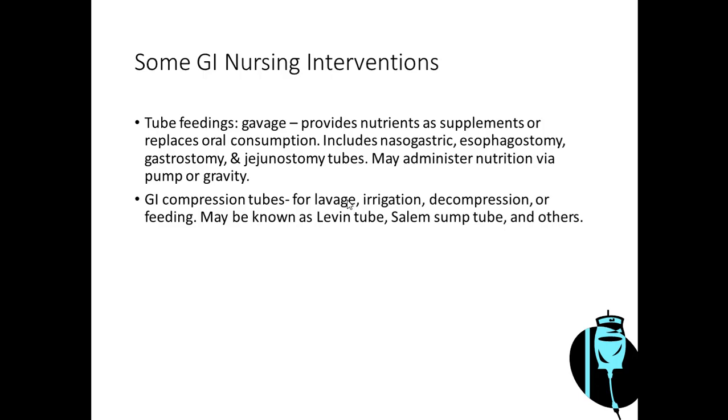These tubes might also be used for lavage. So gavage is feeding and lavage is actually pulling something out of the stomach. They might irrigate the stomach, where they put in fluid and then suck it back out. Maybe they have a bowel obstruction and they need to decompress the stomach, so it gets rid of the air and the fluid sitting on top of the obstruction. Levin tube and Salem sump are a couple of the types.